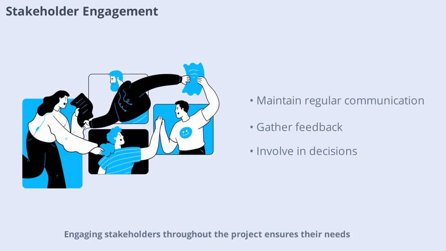Engaging stakeholders throughout the project ensures their needs are met and builds support for the project. Regular communication, feedback sessions, and involvement in decision-making are key to successful engagement. Let's discuss strategies for keeping stakeholders engaged during project scoping.